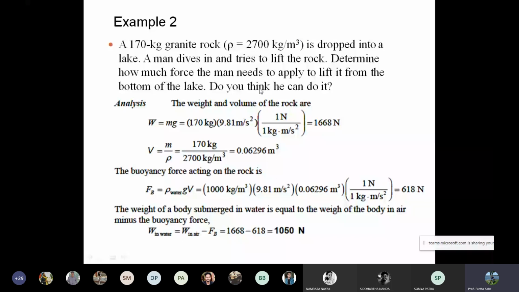It should not be 1000 kg. The human body weight cannot be 1000 kg. So let us look into this example. The weight and volume of the rock: weight is mg. The mass is given as 170 kg of granite rock, and density you know.